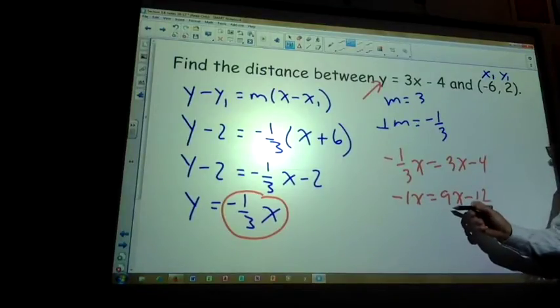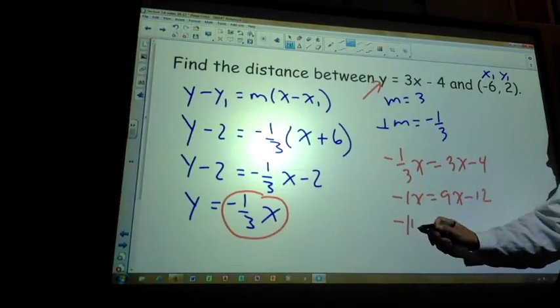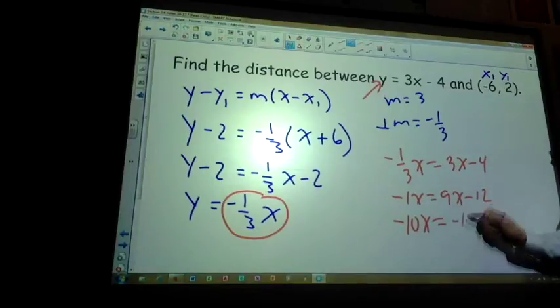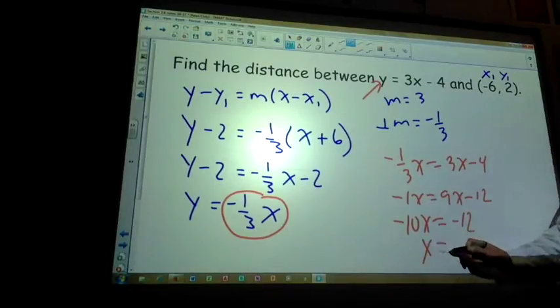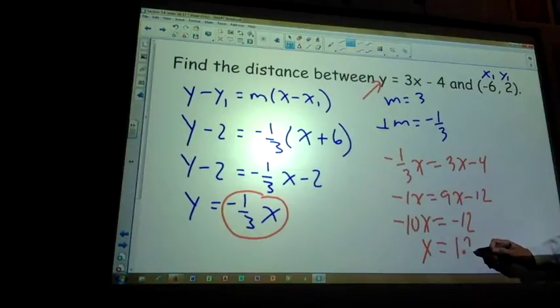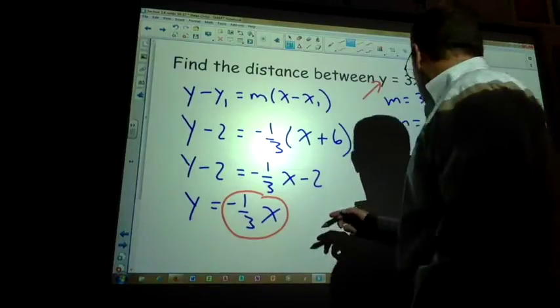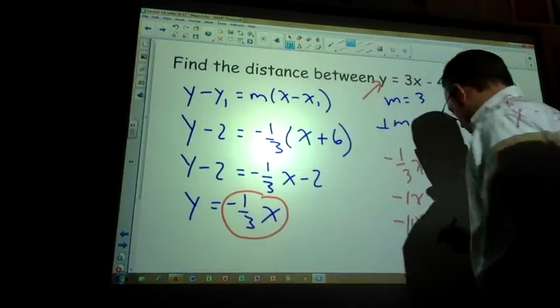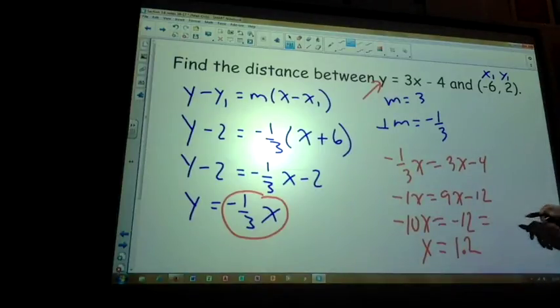And then I'm going to subtract that, so I get negative 10x equals negative 12. So x equals 1.2. And then I have to find the y component. That was the same thing as 12 over 10, which reduces to 6 over 5. So x is equal to 6 over 5 or 1.2. I think the 6 over 5 might be better.